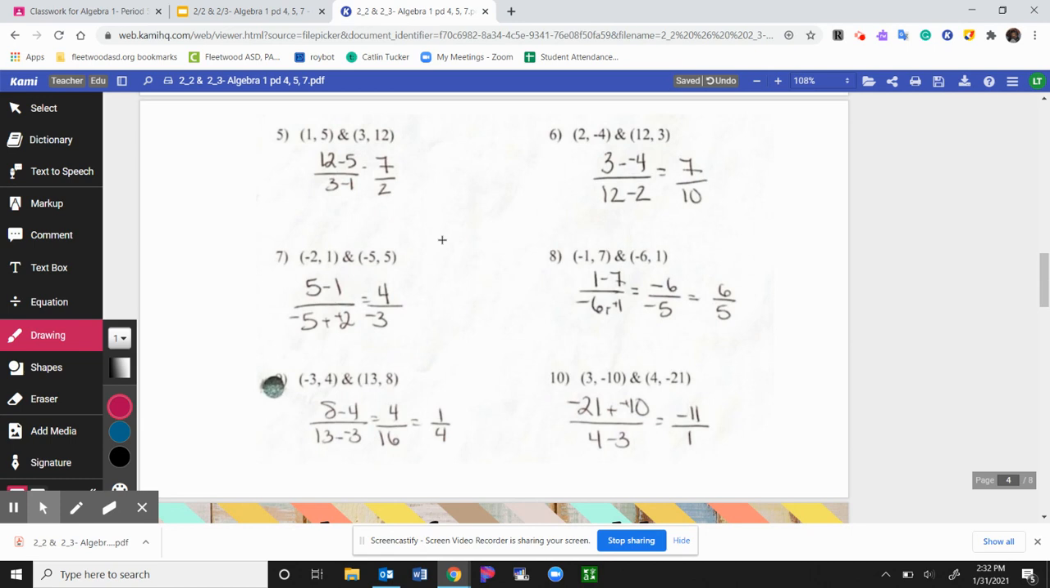The next one, make sure that you are using your formula, y2 minus y1 all over x2 minus x1, labeling your points x1, y1, x2, and y2, and then substituting in. Don't forget, for example, like number 6 here, it's 3 minus negative 4, and then 12 minus 2. So be very careful here. Same thing here. This is really a minus a negative. Here again, minus a negative. So be very careful with those. If things aren't working out with the homework, please don't be afraid to reach out through email.